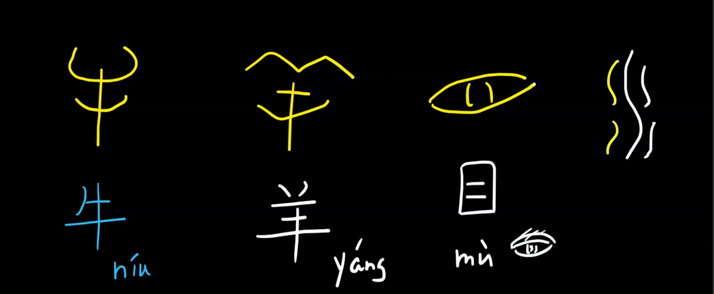Last one is not hard either. What do you think it looks like to you? Water. Something's flowing. So water. 水. Okay. That is our eight words for today.